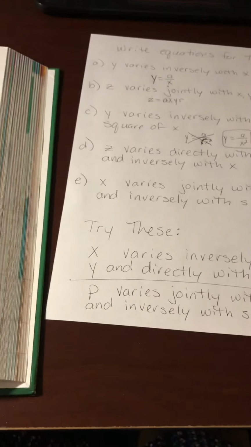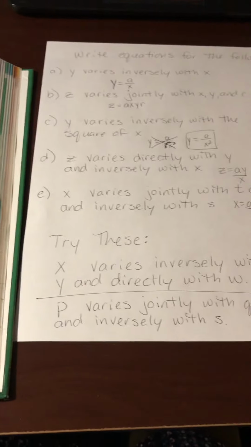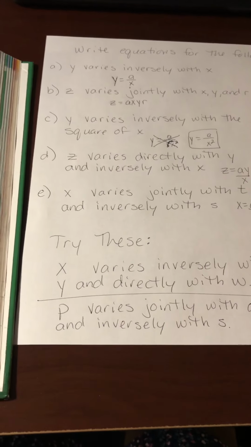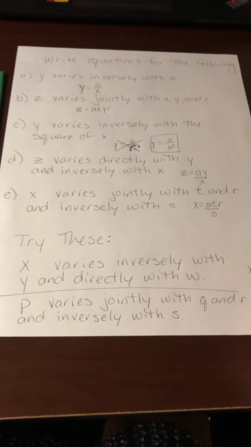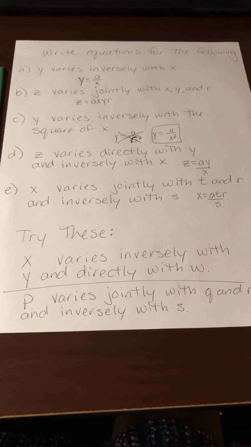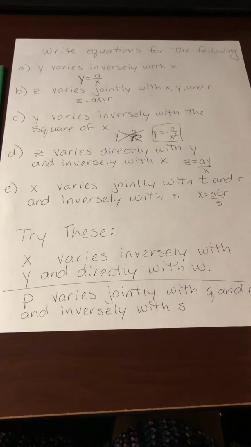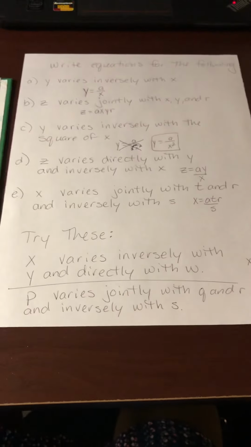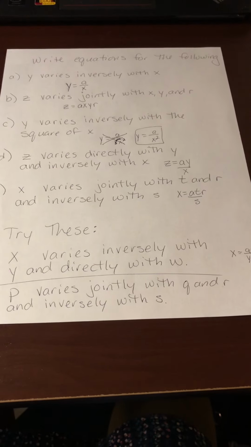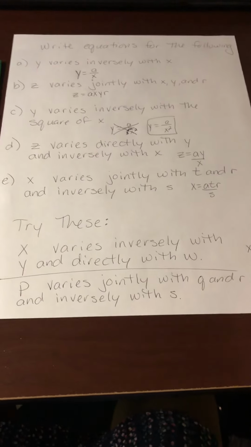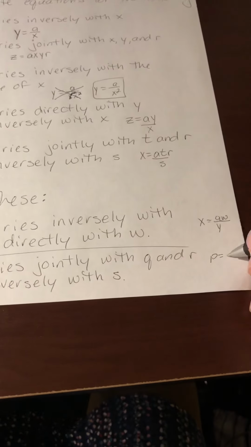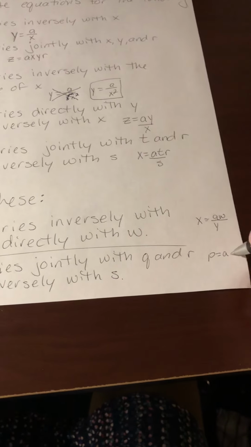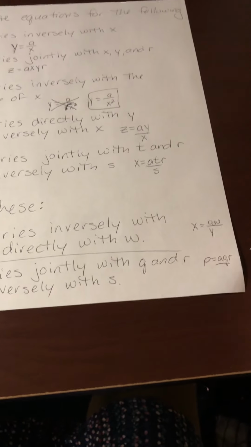Okay, so x varies inversely, so the a is on top of the y, but then directly with w, so the w is actually going to go on the top next to the a. And p varies jointly with q and r and inversely with s, so p varies jointly, so a times q and r, but inversely with s.